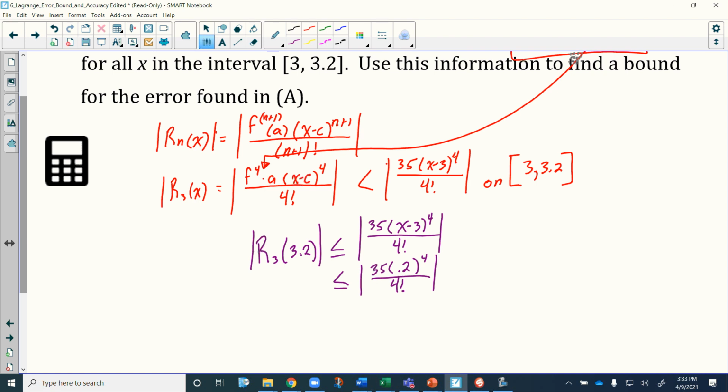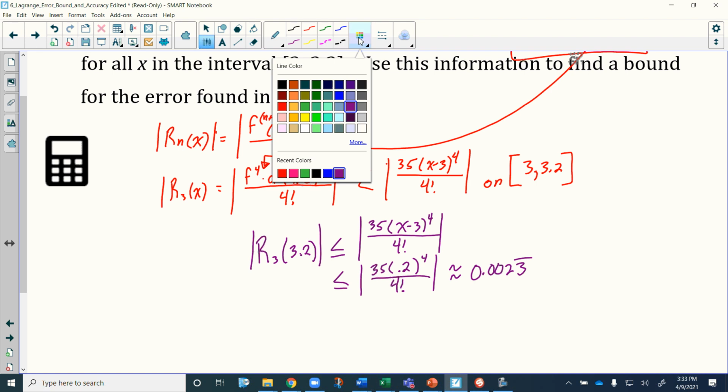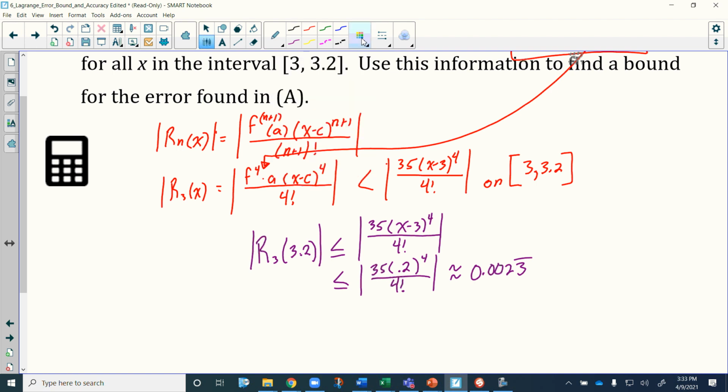And at this point here, I have to go to my calculator if I actually want the decimal value. So here, that decimal value is approximately going to be 0.0023, and it's repeating at that point. And again, I want to take that decimal number, and we want to save it on the calculator.